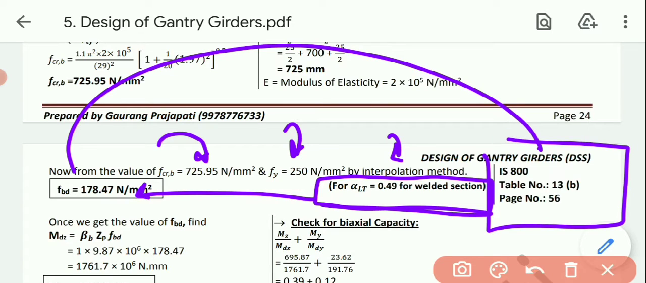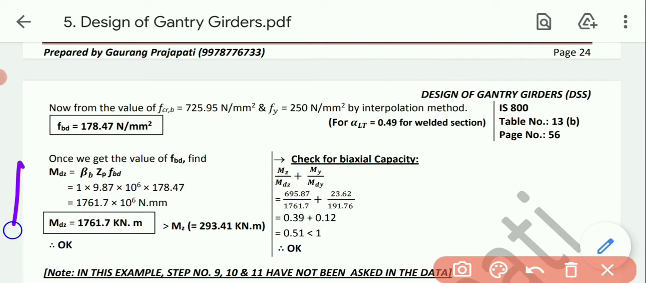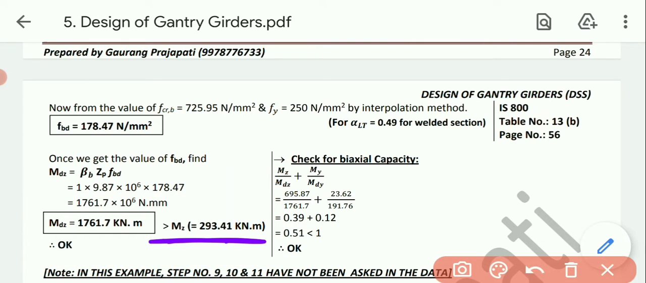So once we get the value of FCRB, now we can easily calculate MDZ. So MDZ equals beta B ZPZ FBD. Beta B, that is 1, ZPZ 9.87 into 10 raised to 6, and FBD 178.47. By simplifying the term I will get the answer 1767.7 kilonewton into Newton into mm. So let's convert it into kilonewton meter. It should be greater than MZ, which is 293.41, hence okay.